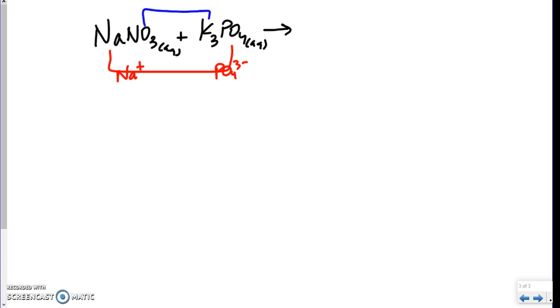Potassium is going to go with nitrate. Potassium is a +1 charged ion. Nitrate is a -1 charged ion. So if I make potassium nitrate over here, it's just going to be KNO3. And when I go and make my sodium phosphate, it's going to take 3 sodiums to pair up with its 1 phosphate in order to make that compound like that.